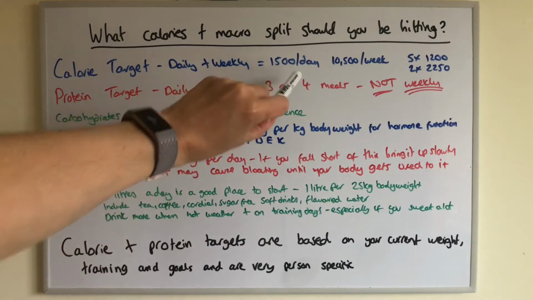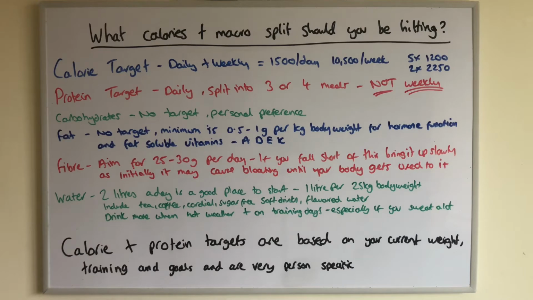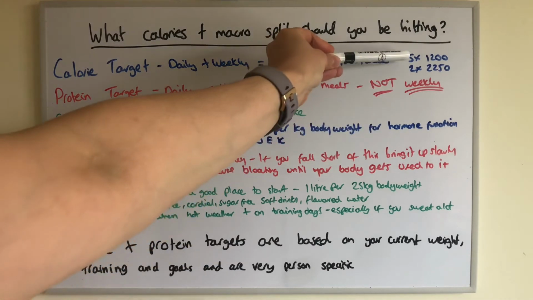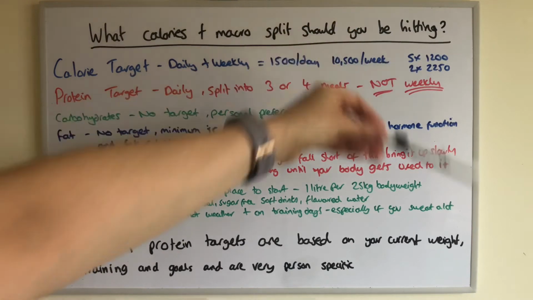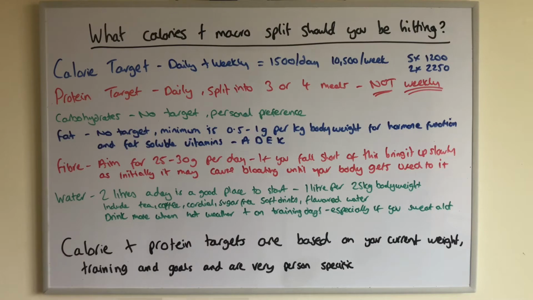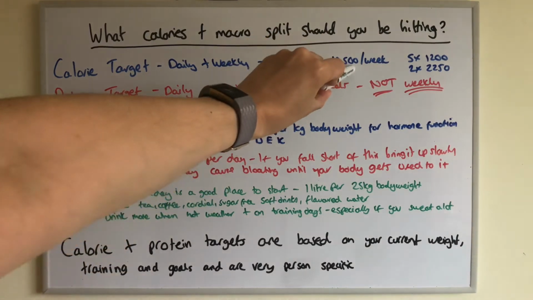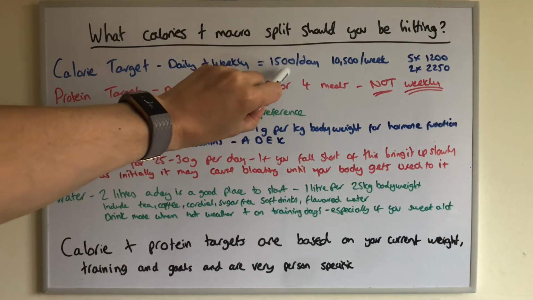If you want to stick to the 1500 each day, that is fine. Some people like eating the same amount of food every day. If you go out on the weekends or you have a couple of days where you want a little bit more food, what you could do, Monday to Friday, 1200 calories, and then Saturday, Sunday, go to that 2250. Now, it doesn't have to be Saturday, Sunday, it could be a Wednesday and a Friday. Okay, so that is your weekly target based off your daily target.